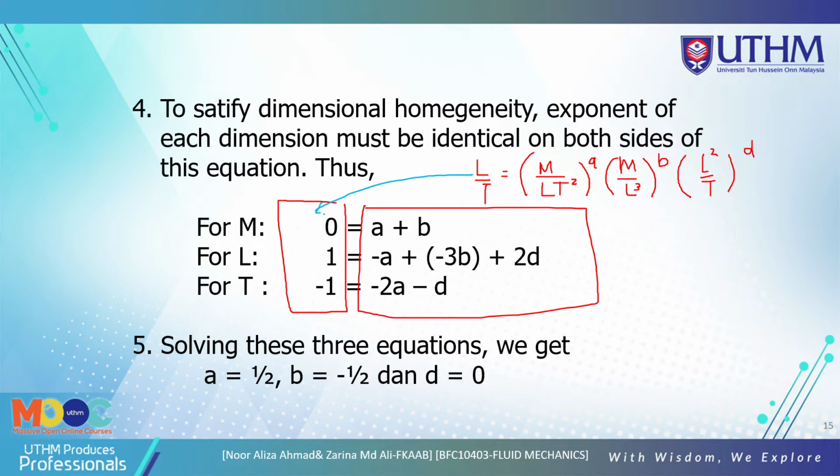Okay, and this is based on this term here. So you look at the M. For M, there is no M here, so we just put M is 0. Then for L, they have 1L, so 1L is 1 here. And the T is at the bottom here, so they have the -1 here. So that's why we just put the -1 here.